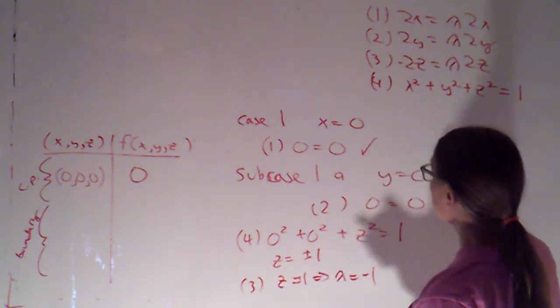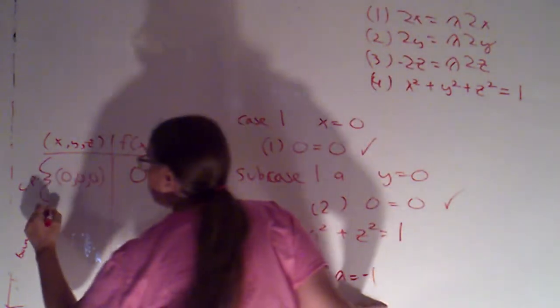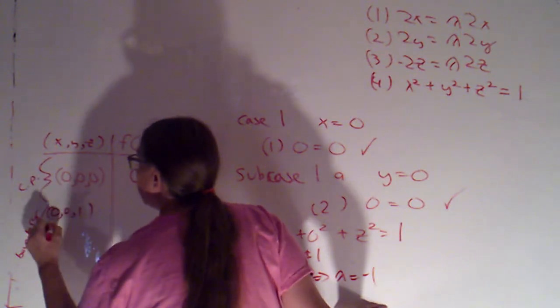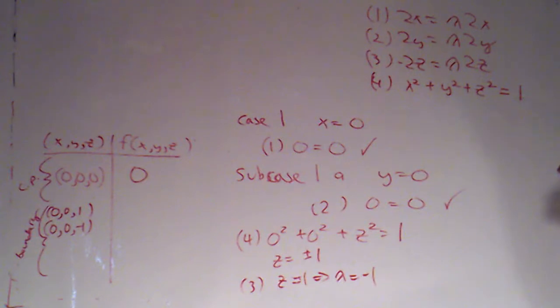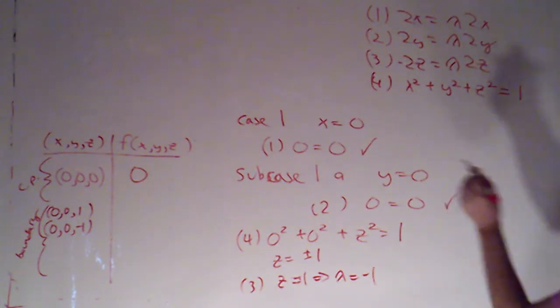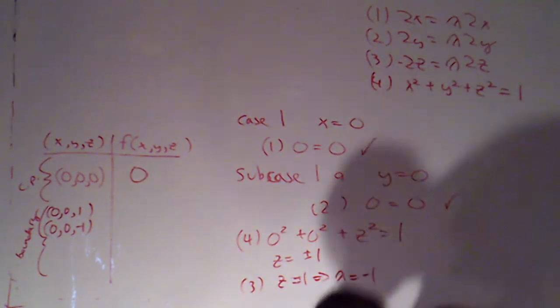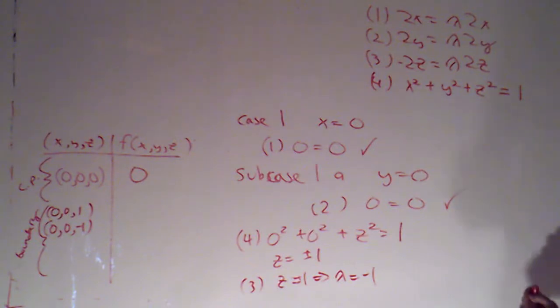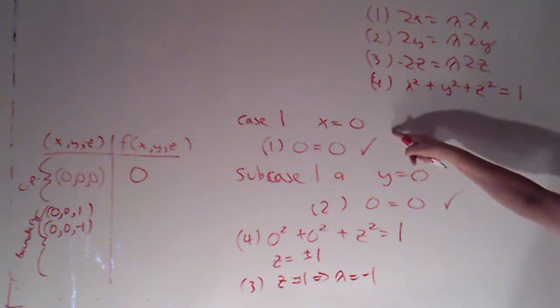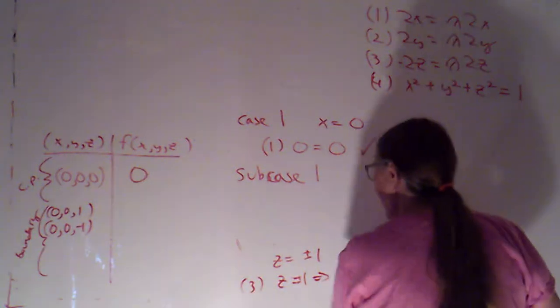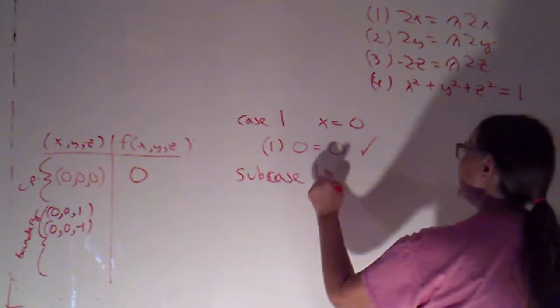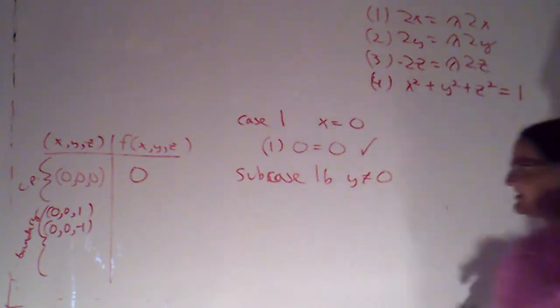So that gave me 2 points. I've got 0, 0, 1 and 0, 0, negative 1. Okay. Now that was subcase 1a where y was 0. Let's look at subcase 1b, where y isn't 0. So I'm still in case 1. We've looked at equation 1. Subcase 1b, y is not 0.